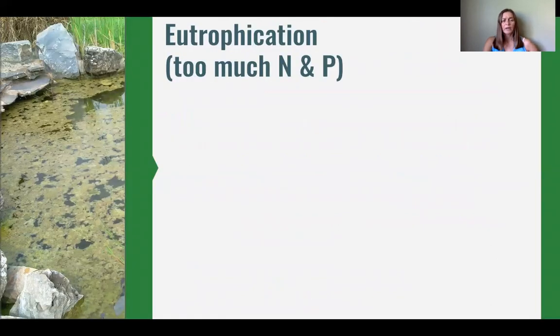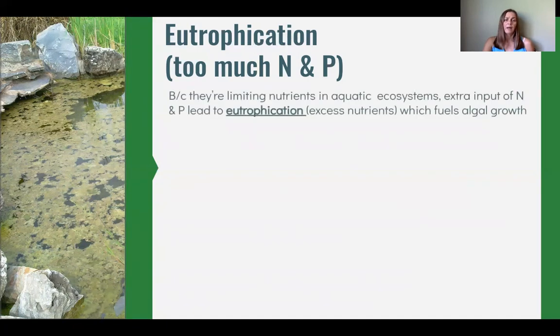Okay, so a key component of the nitrogen and phosphorus cycles, not of the cycles themselves, but a key byproduct of that, is this thing we call eutrophication. So when there's too much nitrogen, too much phosphorus in a body of water, then we have too much algal growth. And so you can see that in this image here. You can actually see the mat of algae on the surface of the water.